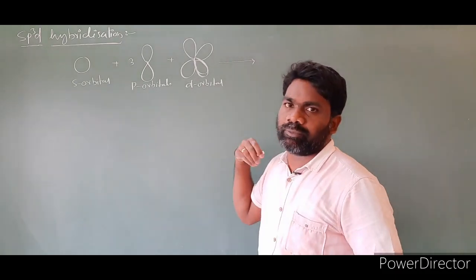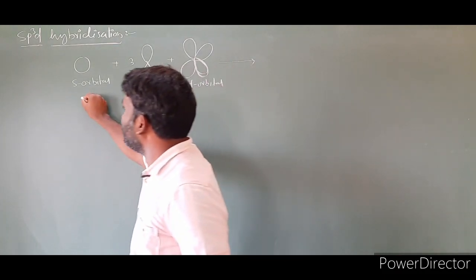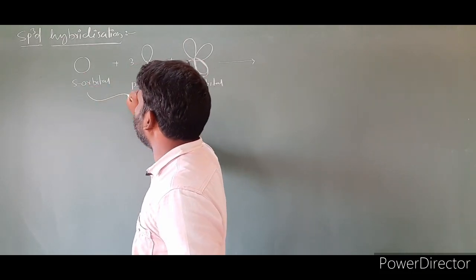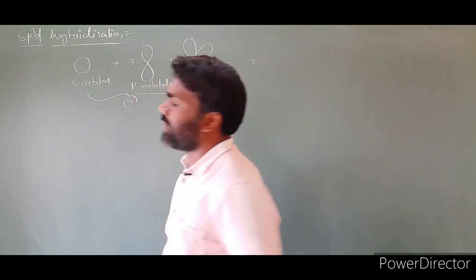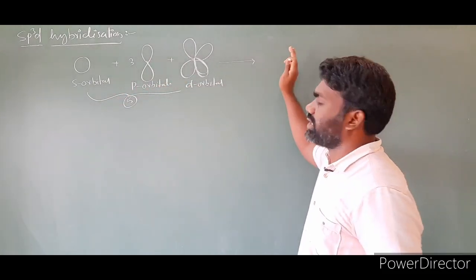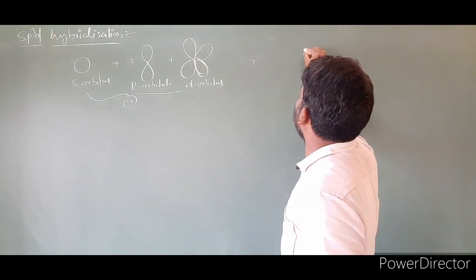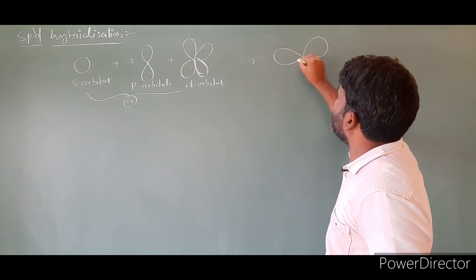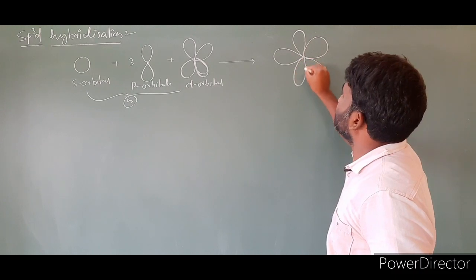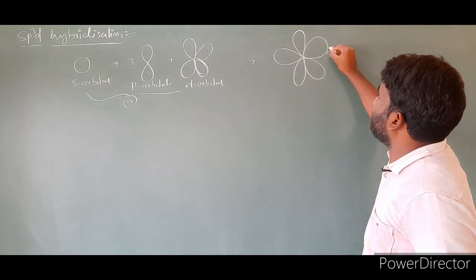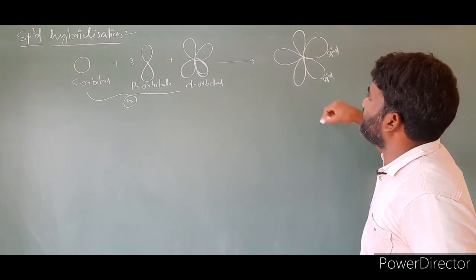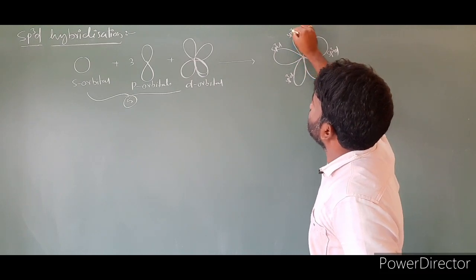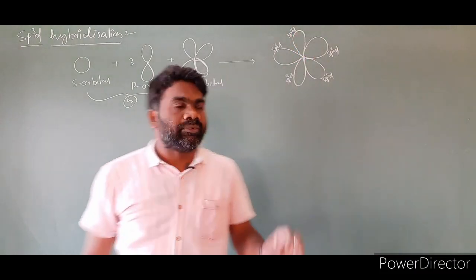That depends upon how many pure atomic orbitals are involved in the hybridization. This is 1, here is 3, so 1 plus 3 is 4, and this is 1. Total number of orbitals involved in hybridization is 5, so you will get 5 hybrid orbitals. I am writing 5 hybrid orbitals. This is the first one, the second, the third, the fourth, and the fifth. All are sp3d hybrid orbitals.